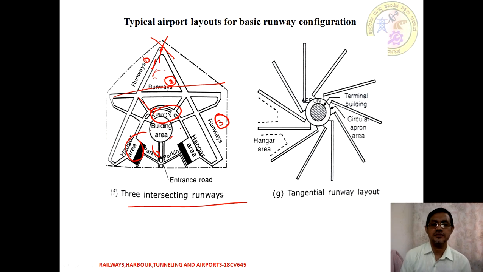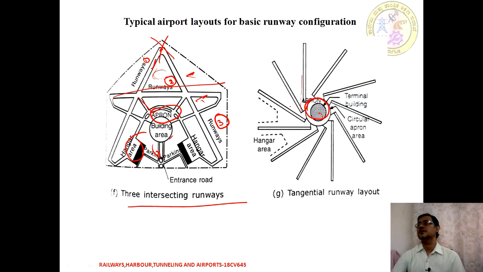In some extreme conditions, we have a tangential type of runway layout. Just look at this image. In the center we have an apron and other terminal buildings. Radially we have runways or a circular apron. That makes it possible to handle the maximum capacity with the least site requirement. That is the idea why runway configurations have different layout patterns.